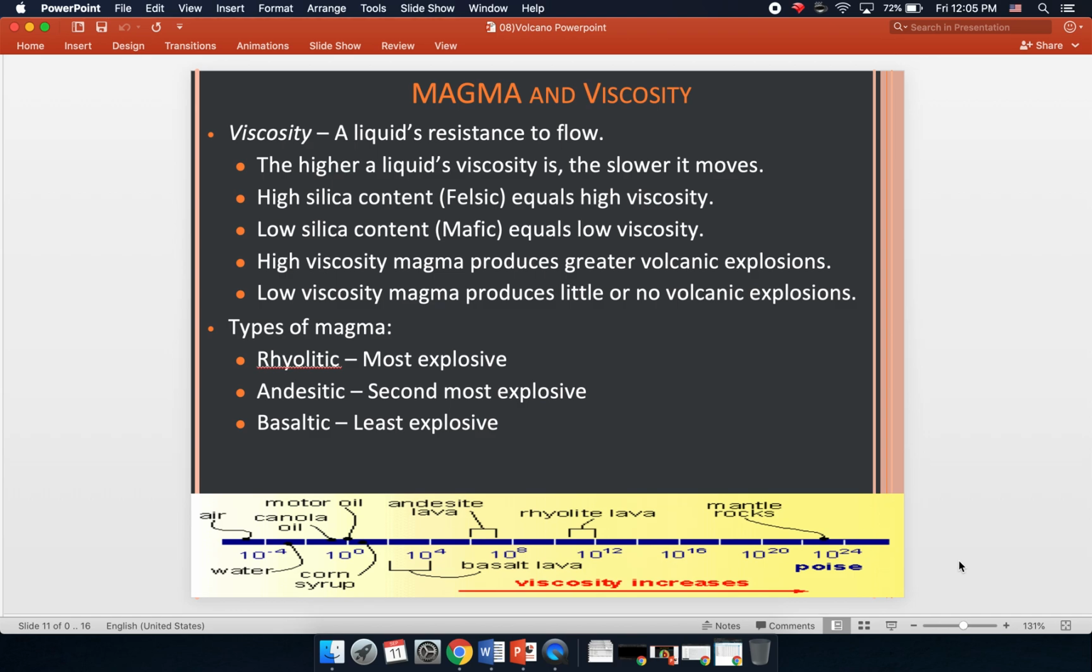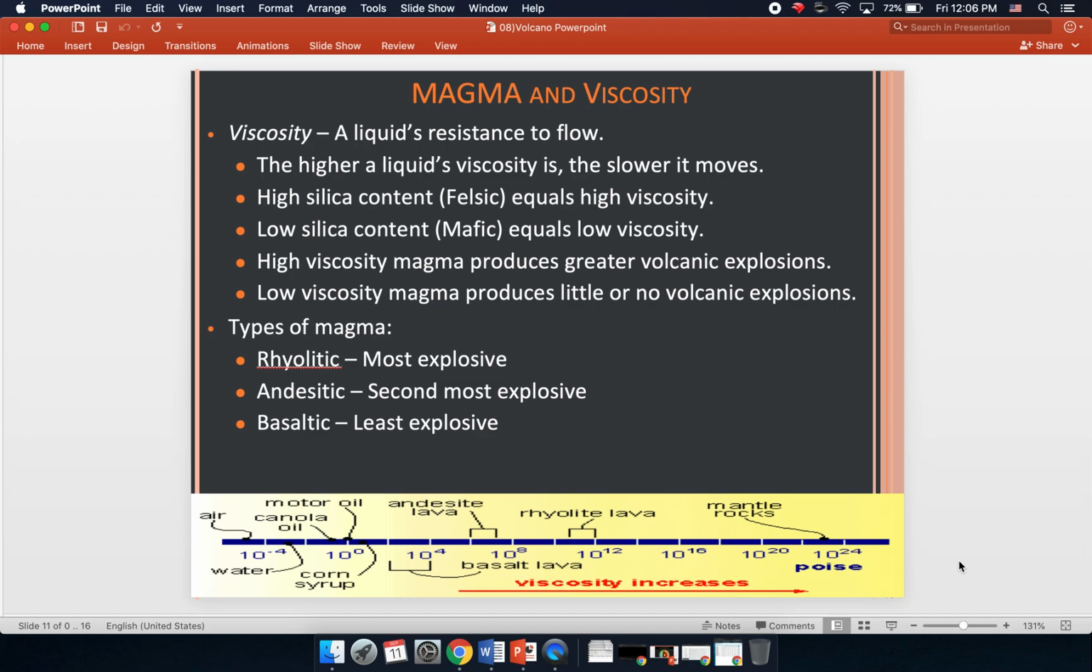So the high viscosity felsic magma that cannot flow very well is going to produce greater volcanic explosions. Because the magma cannot flow well, it does not escape from the volcano very easily, so the pressure really builds up until you have an explosion. On the other hand, the low viscosity mafic magma produces little or no volcanic explosions because it can flow more easily. It's easy for it to escape from the vents on the volcano, and it will flow, and the pressure does not build up and create large explosions.